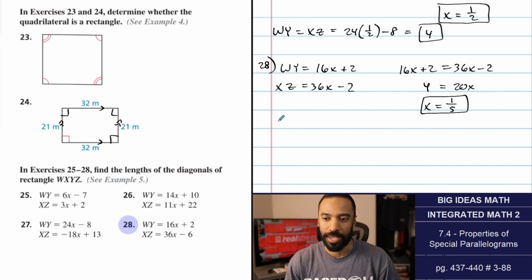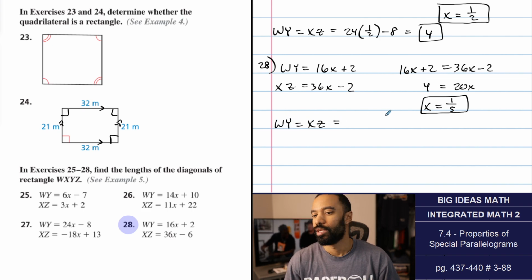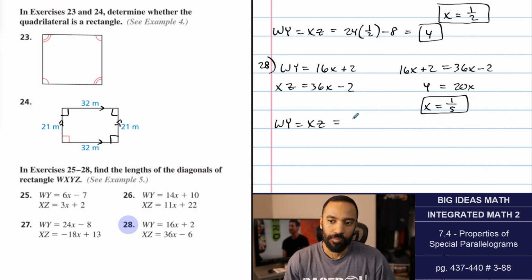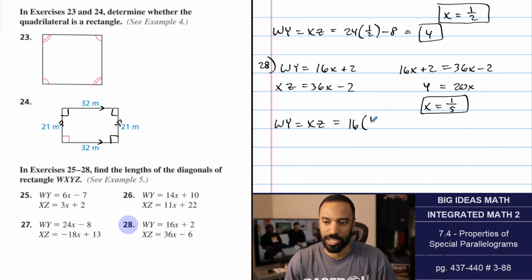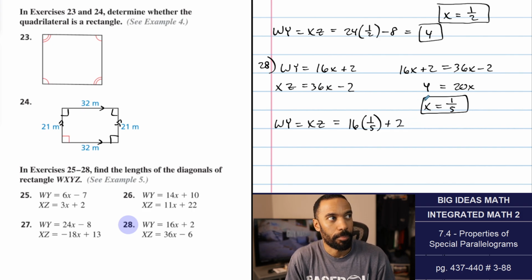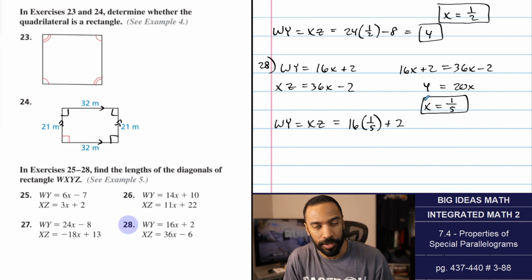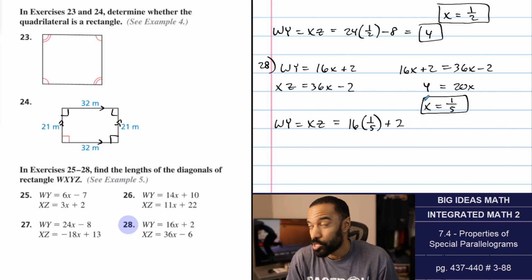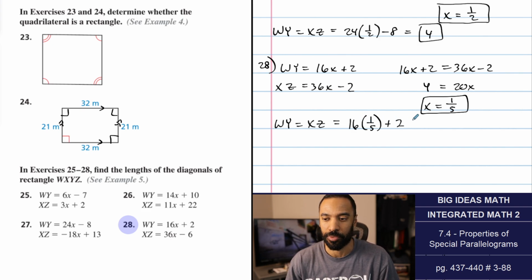Okay, so now we got to do, all right, WY equals XZ. Remember, they are the same length. So let's do the 16. 16 times 1/5 plus 2. This is where, I'll be honest, it's probably better to work the decimal answer in this one. We can work the fraction. I'll give you the fraction, and I'll give you the decimal equivalent.